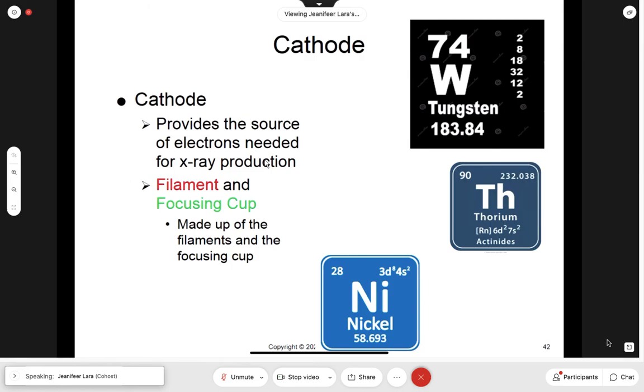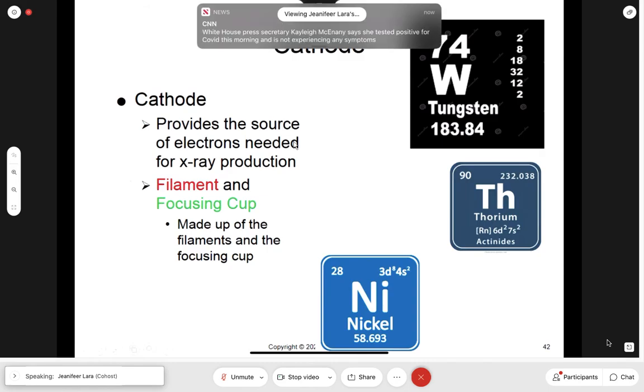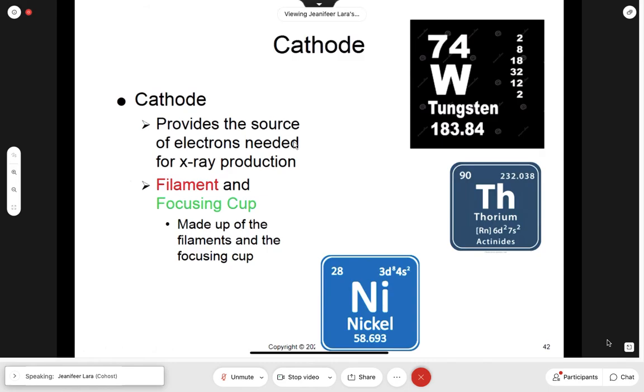But before we get in there, let's look at what the elements are for the cathode. So we know that the cathode is going to provide that free source of electrons. We know that we need electrons to bombard over to our anode target so that we can create X-rays. Perfect. We also have, as part of the cathode, the filament and the focusing cup.